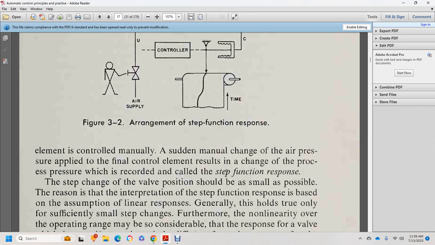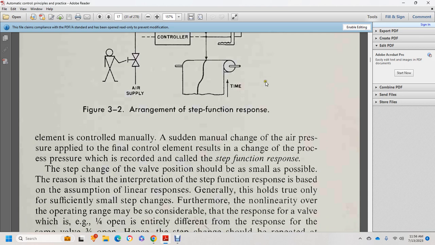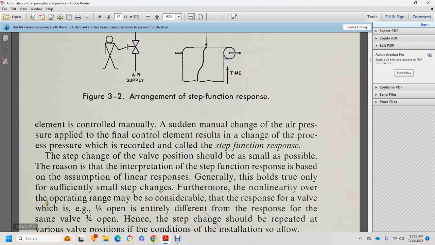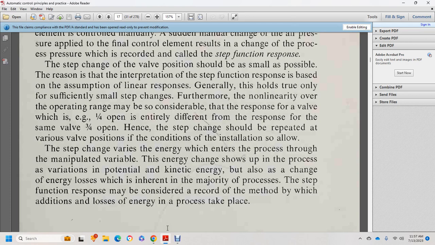The step change in valve position should be small, because the interpretation of the step function response assumes a linear response, which generally holds true only for sufficiently small step changes. However, the more non-linear the process is over the operating range, the more the response differs: the response for a valve change at 1/4 inch is entirely different from the response for the same step change at 3/4 inch. So the test should be repeated at various valve positions for the installation.